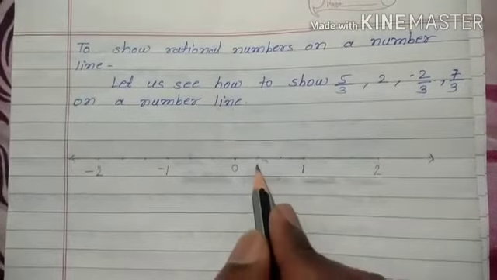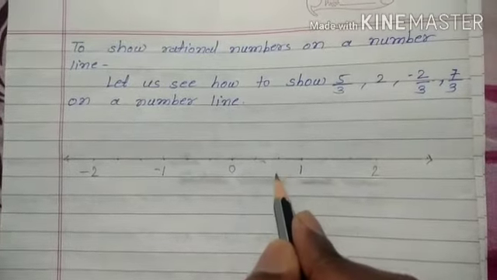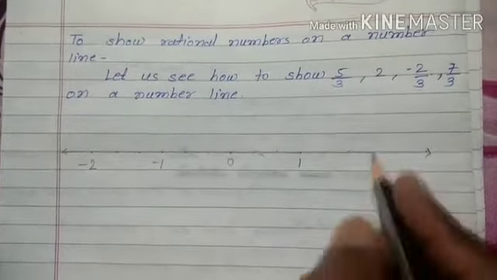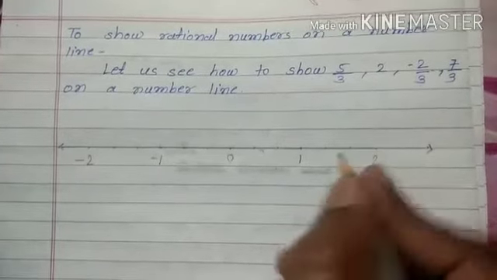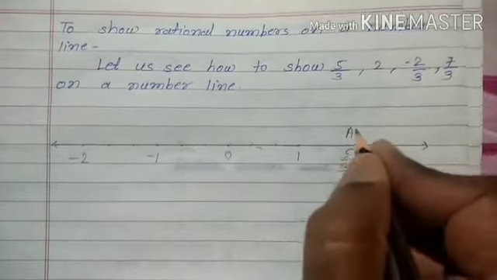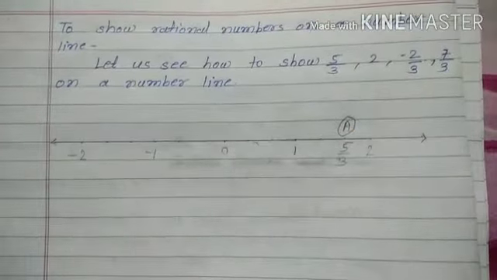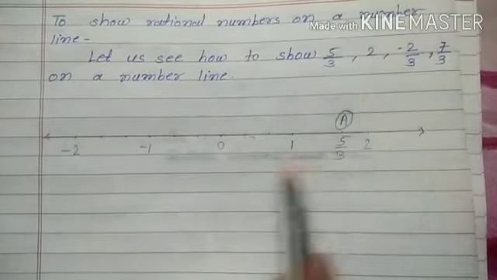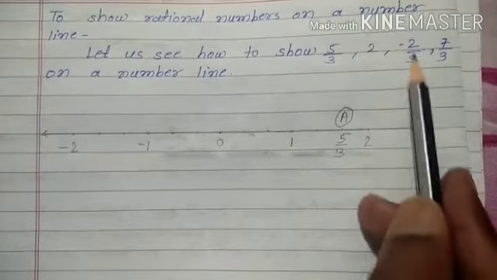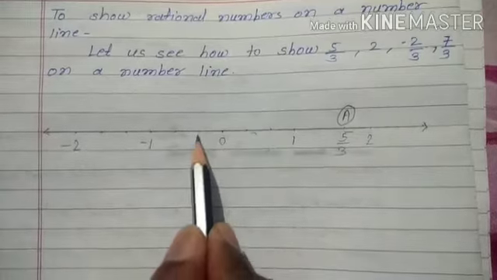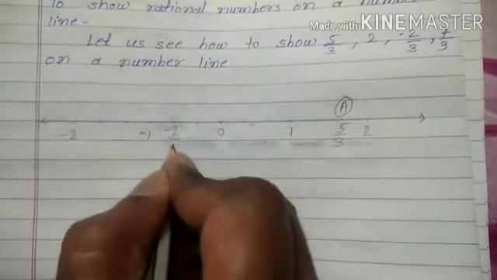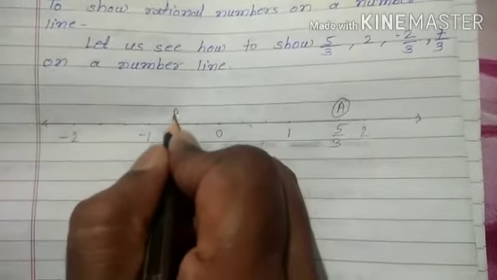So first of all here 1 upon 3, 2 upon 3, 3 upon 3, that is 1. So here 4 upon 3, here we can denote 5 upon 3. We can give name to that point as A. Now 2, we have already denoted 2, that is 6 upon 3 is 2. Now -2 upon 3, now here -1 upon 3, so that is -2 upon 3. We denote that point as B.